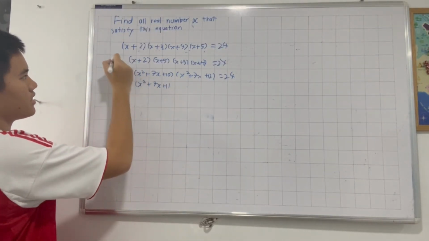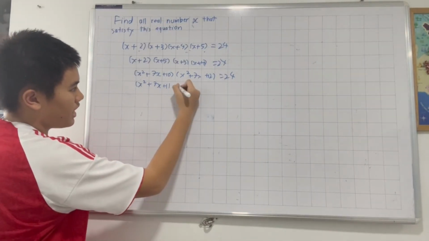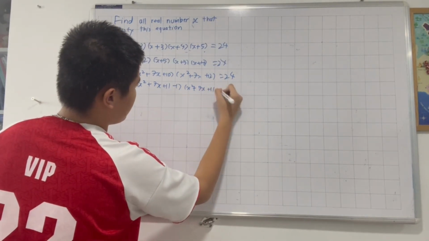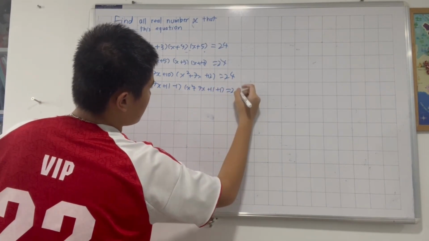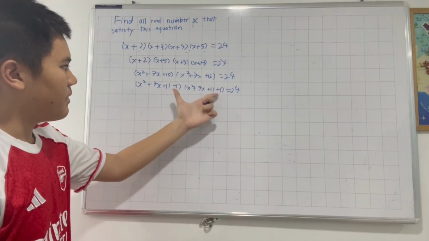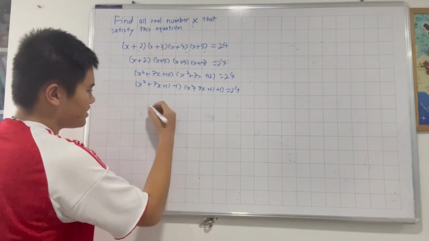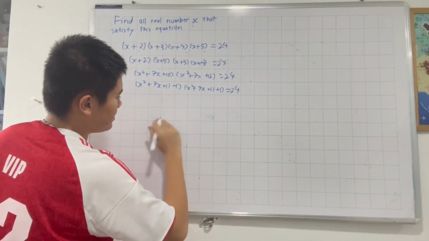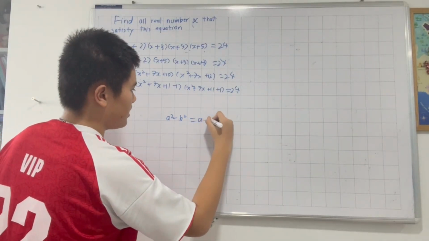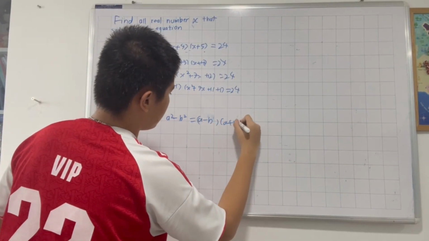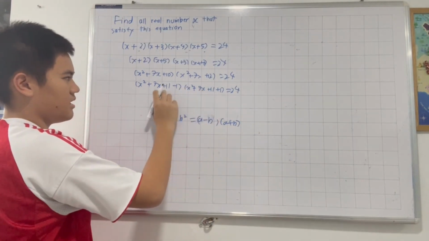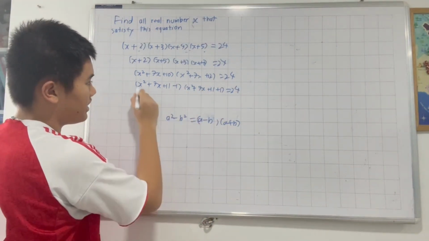So you have x squared plus 7x plus 11, then minus 1. And then you do the same here, and get x squared plus 7x plus 11 plus 1. We manipulate this so that 11 appears on both sides, with plus 1 and minus 1. What you're looking at is the same as a squared minus b squared. Learn this: it's a minus b times a plus b.